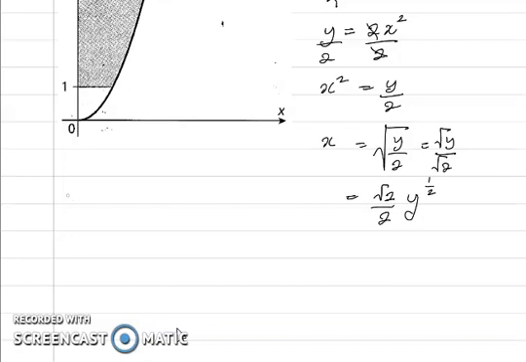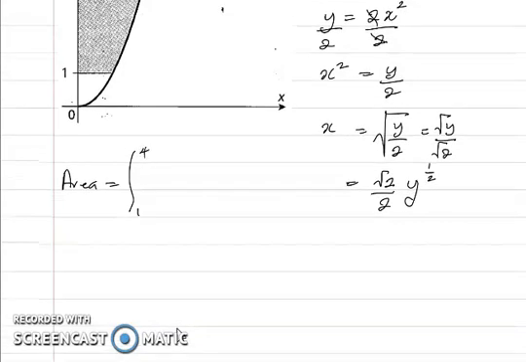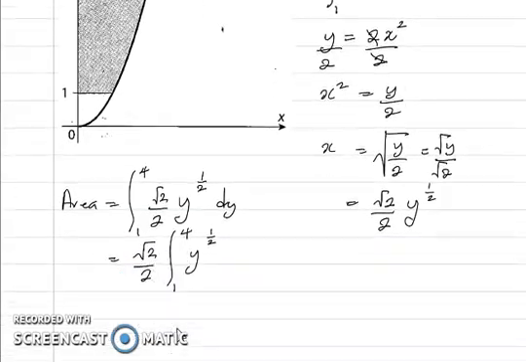And so the area now would be equal to the integral from 1 to 4 of x, which is root 2 over 2 y raised to the half power. And of course, I'm integrating with respect to y. I'm going to pull the root 2 over 2 out front. So now I have root 2 over 2, the integral from 1 to 4 of y raised to the half power dy. So far, so good.